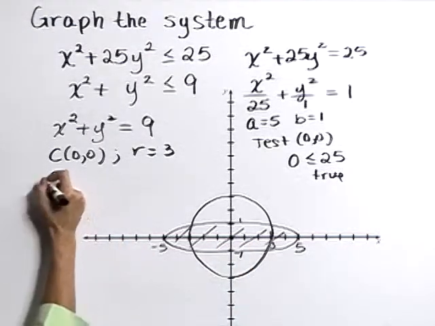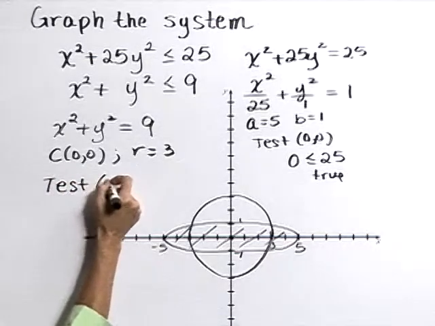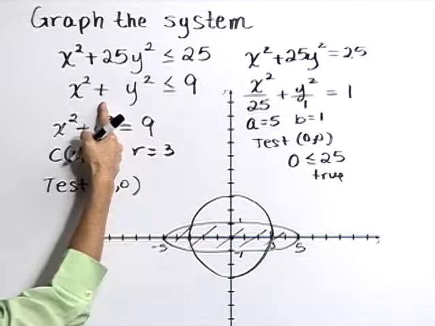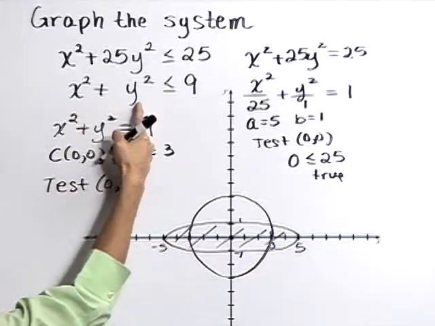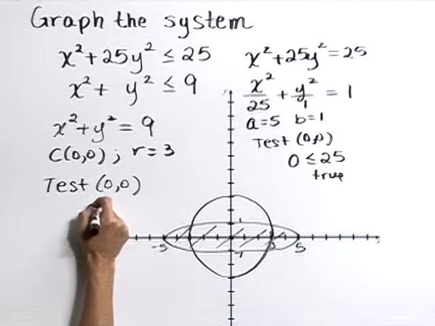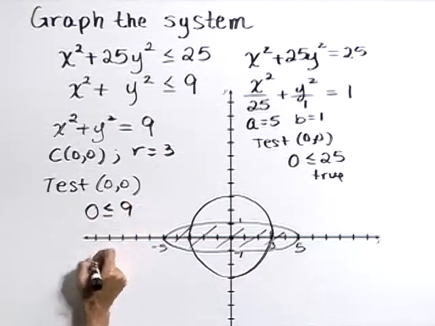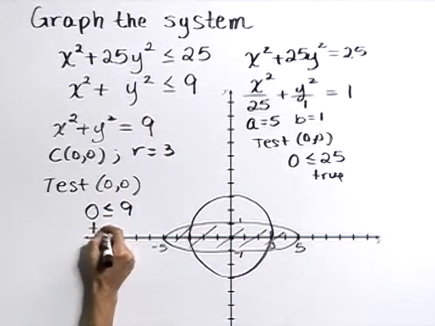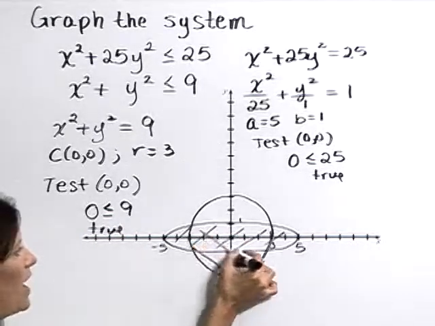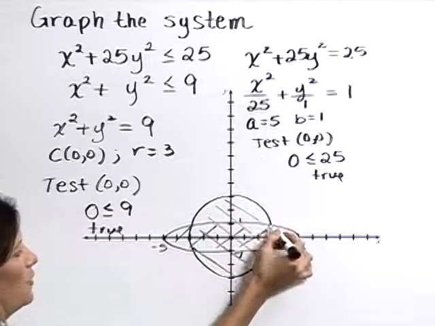So we'll test 0, 0 in the inequality statement. So is 0 squared plus 0 squared less than or equal to 9? In other words, is 0 less than or equal to 9? It sure is. That is a true statement. Therefore, we're going to shade inside the circle.